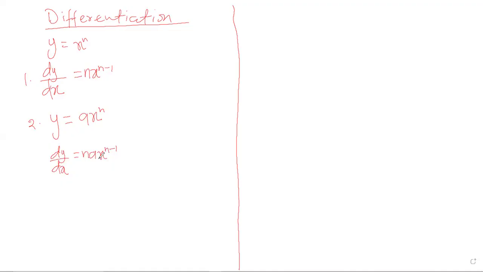So let's take some questions. Let me write it here. You have some examples here. Let's try 3 examples for you to understand what I'm trying to show. Let's say we have: find dy/dx if 1, y is equal to 4x.